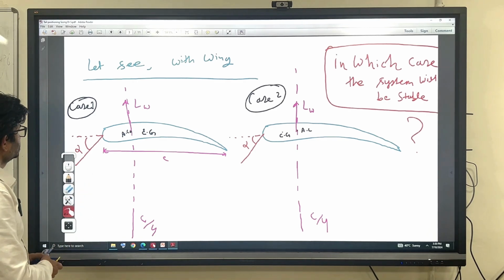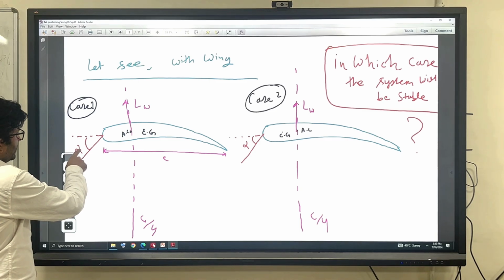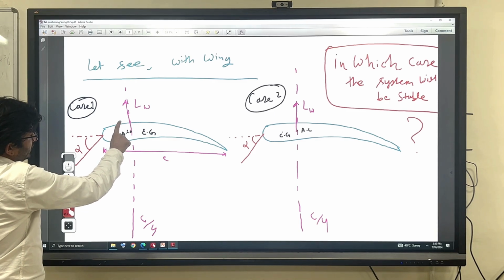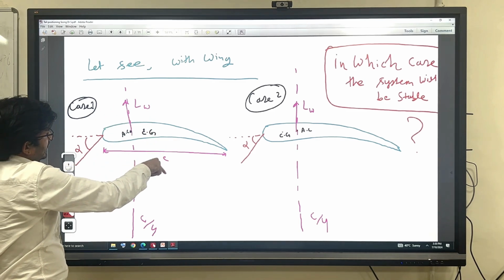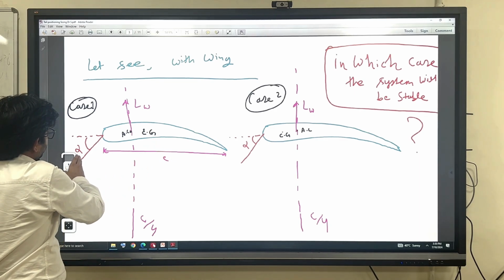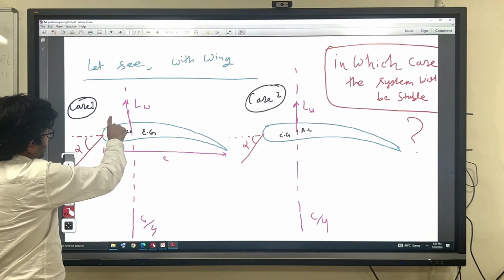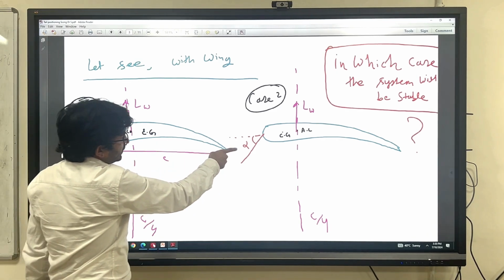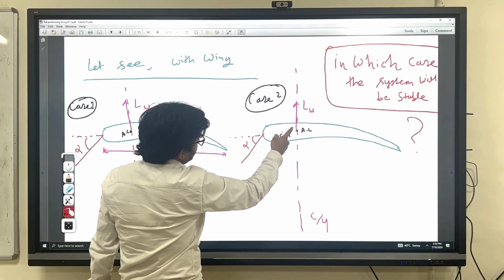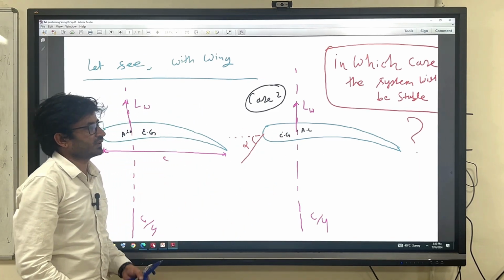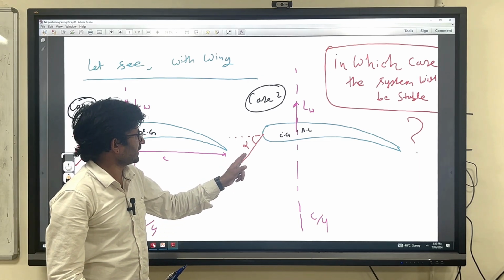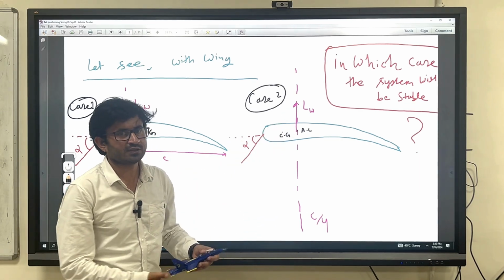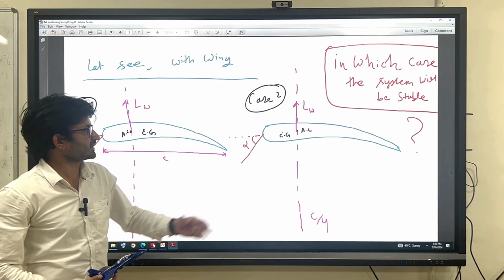Now if you give a disturbance in alpha, the lift will increase and the moment about the CG will be clockwise. So when you increase alpha, lift will increase and it is an unstable case. But here, if you increase alpha, this lift vector will counter, because as alpha increases the aircraft will try to pitch up, and here the lift increase will counter it. So this case is a stable case.